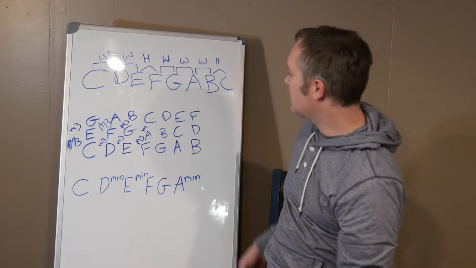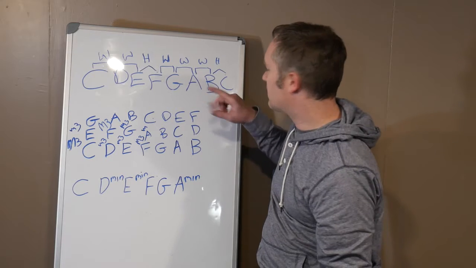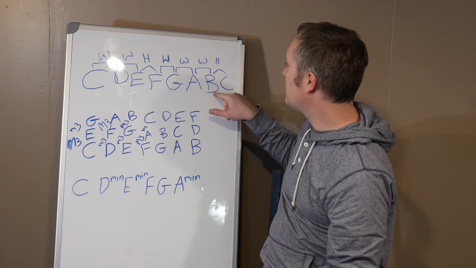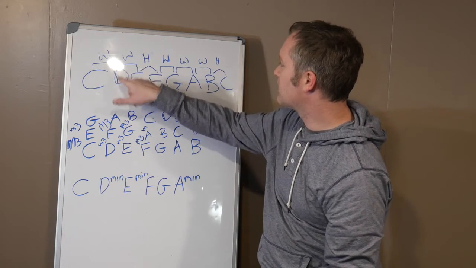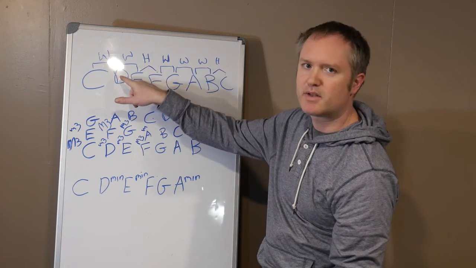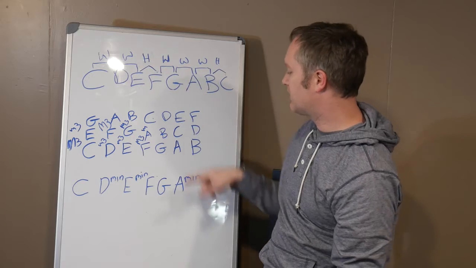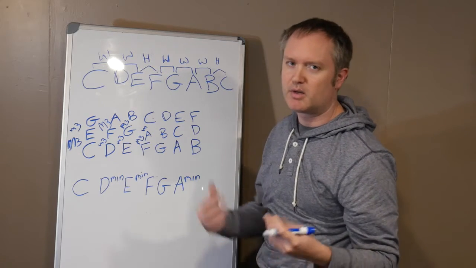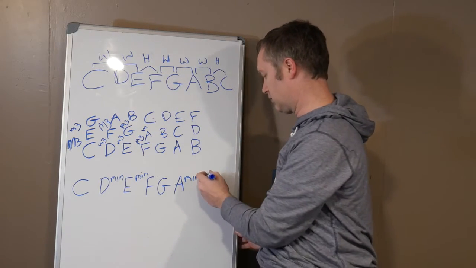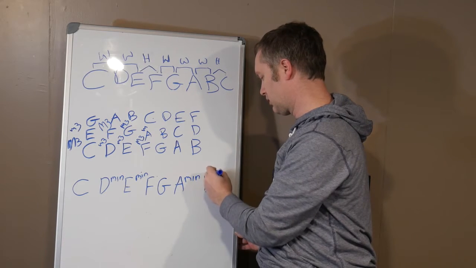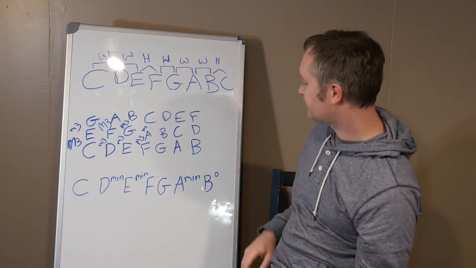Now B is the unique one because it's 2 minor thirds. B to D is a half step plus a whole step, which is a minor third. D to F is a whole step and a half step, and that makes it a minor third, which technically makes it diminished, which we write a little circle for.